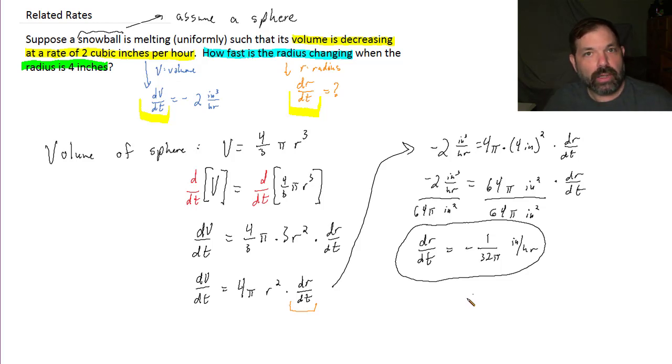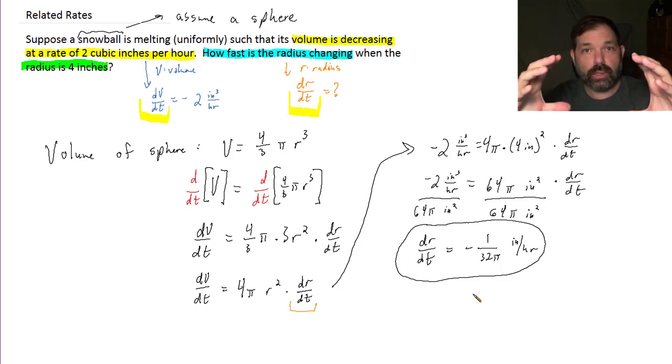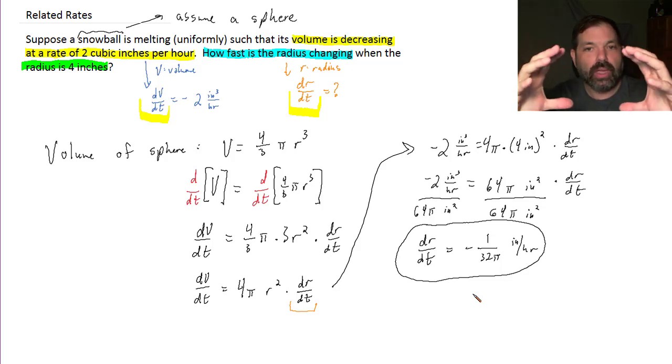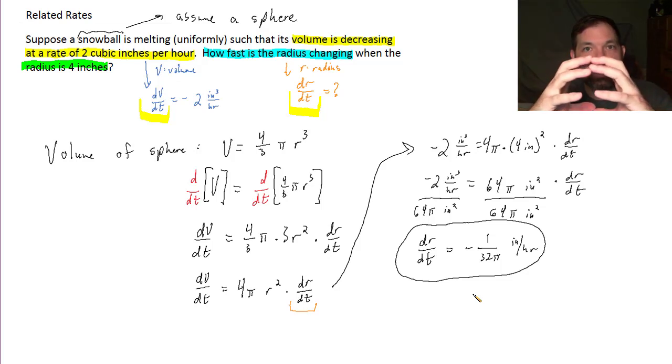And if we think about it, if we were starting with a snowball and the volume of that snowball is decreasing, it should seem reasonable that the radius is decreasing, right? It's in a sense melting off, but the size of the sphere should be decreasing. So the radius should be decreasing. That negative makes sense. Also notice how the units seem to make sense. If the radius of a sphere is in inches, then if we're differentiating with respect to time, the units on that dr dt, the change in the radius per time unit, should be inches per hour, and those units matched up.